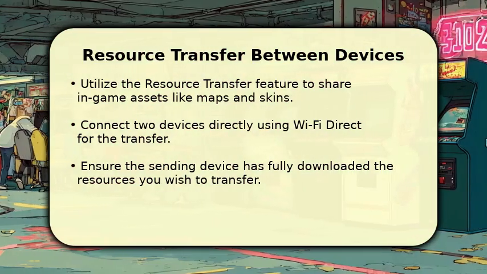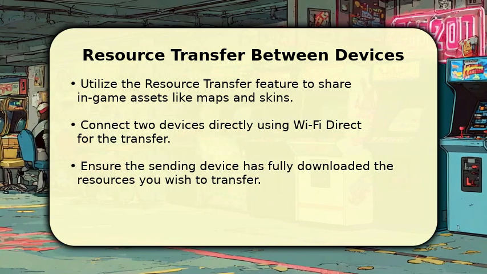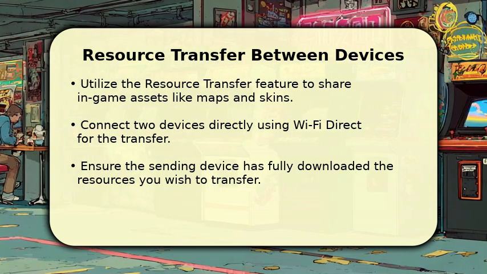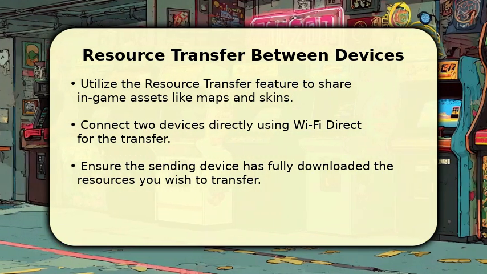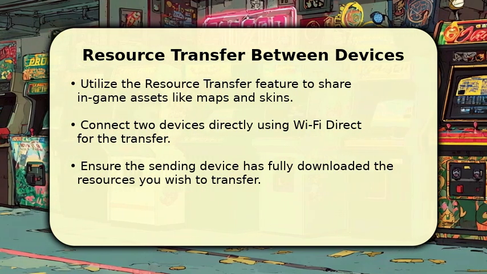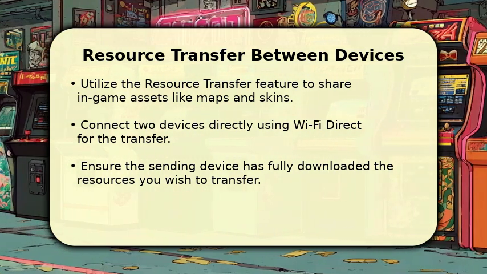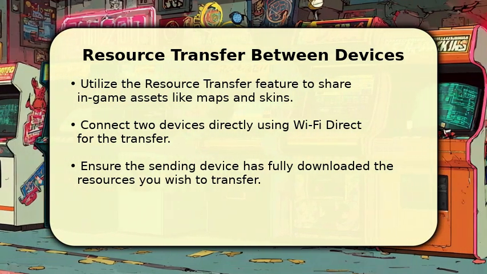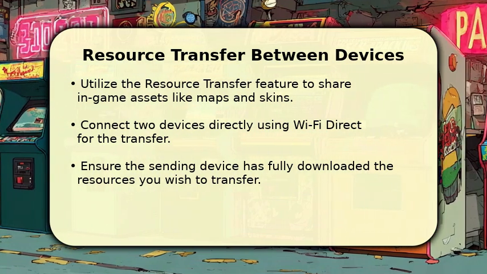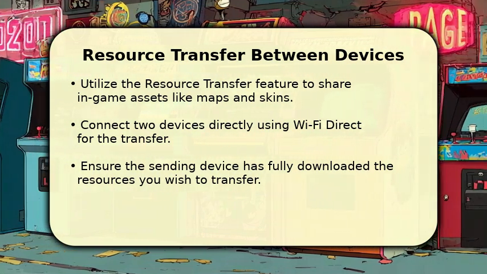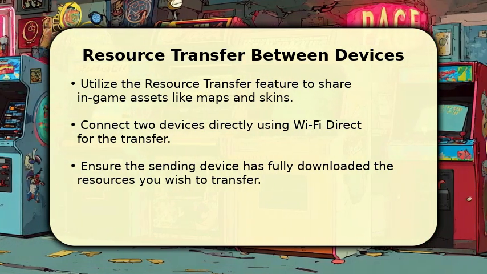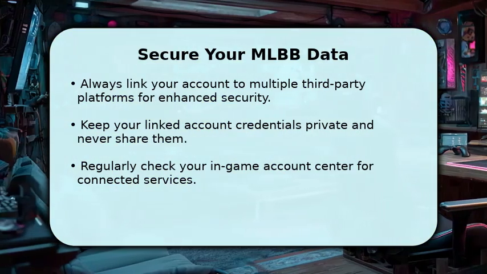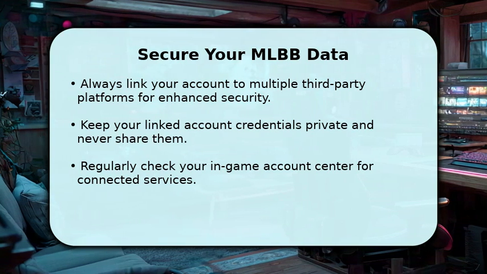Mobile Legends offers a unique resource transfer feature, allowing you to share large game assets like maps and skins directly between two devices. This is particularly useful for saving mobile data. Both devices need to enable Wi-Fi Direct and be placed near each other for a stable connection. The sending device must have the resources fully downloaded. This feature is currently available for Android devices running version 10 or higher, making it a convenient way to update game files quickly.